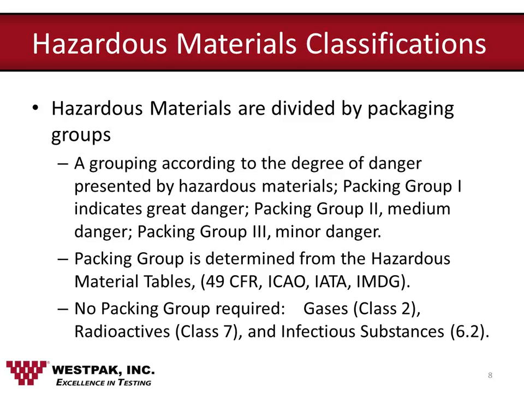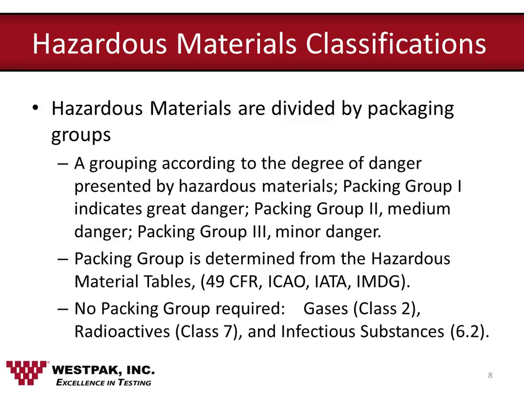Packaging groups 1, 2, and 3 also relate to how severely you test these package systems. Packaging group 1, you would test at a more severe level than packaging group 2, because the theory is that packaging group 1 is more dangerous, so it should be able to survive higher drops and have a higher safety buffer. Packaging groups are also determined by the hazardous materials table and in CFR 49, ICAO, IATA, and IMDG.